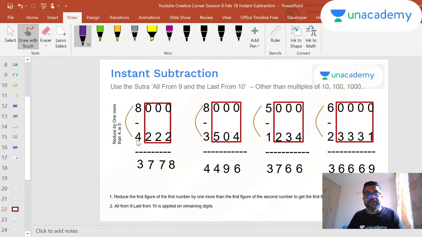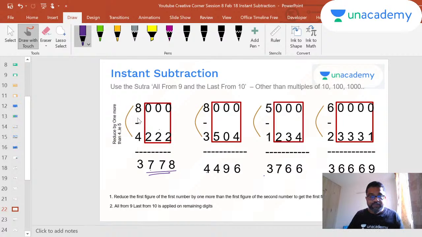Suppose I have 8,000 and I have some number here as well. The pattern that you will do here is reduce by 1 more than the digit below. So in this example, I reduce 8 minus 5, 8 minus 4, 1 more than this. So that's how I get 4. 5 minus 2, I get this, right? Then you apply the sutra, all from 9, last from 10. So 9 minus 2 is a 7, 9 minus 2 is a 7, 10 minus 2 is an 8, right? Simple, right?